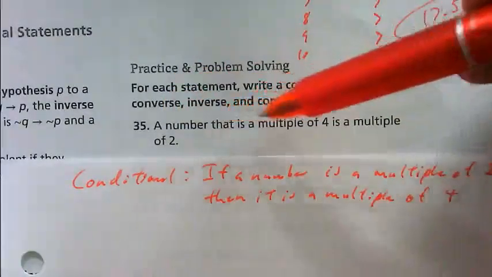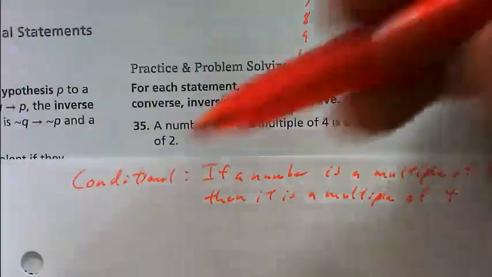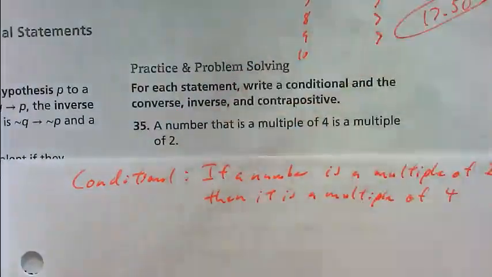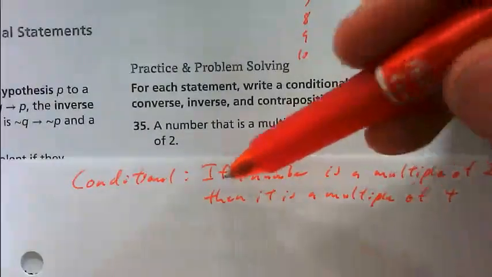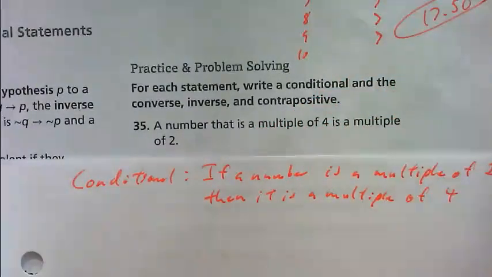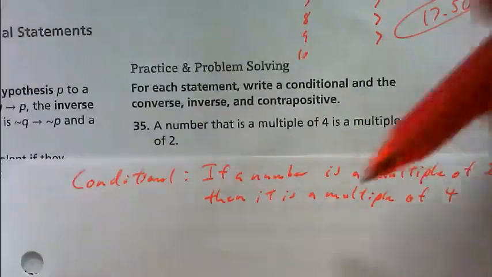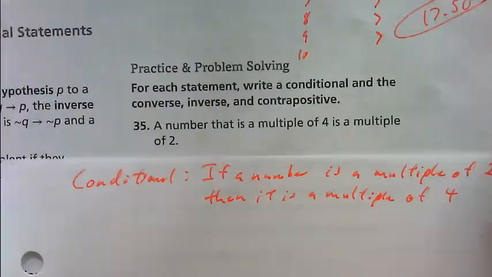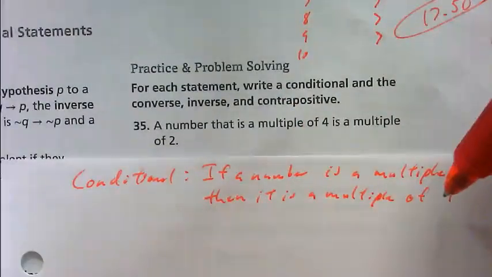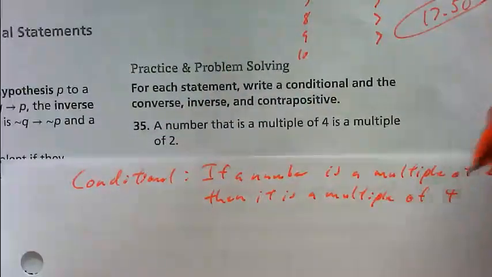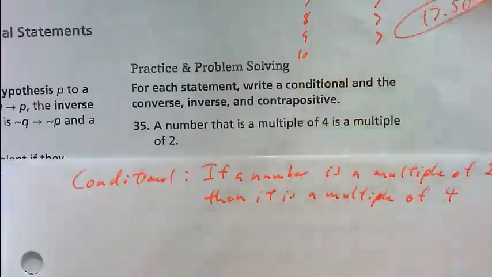A number that is a multiple of 4 is a multiple of 2. I would say that is a true statement. Let's see if this is also true. If a number is a multiple of 2, then it is a multiple of 4. Well, could we have other numbers that are multiples of 2 that aren't multiples of 4? Yes. So I actually ended up writing this backwards. The first way I said it initially would have been the correct way. If I would have left it in the same order, then the statement would have had the same meaning and it would have been true.